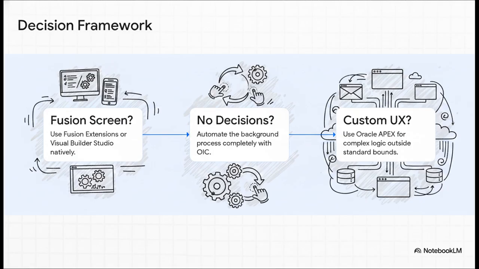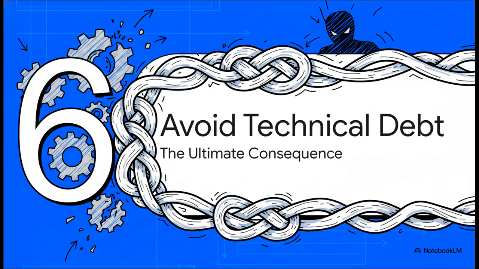And finally, third, does it require a genuinely custom user experience with complex cross-system data that standard Fusion absolutely cannot deliver? Listen, only when you can definitively answer yes to that third question do you validate building a custom application in Apex. Finally, Section 6, avoiding future technical debt. This is the ultimate consequence. Let's bring it all back home and talk about why rigorously applying this framework matters so much and what happens if you choose to ignore it.